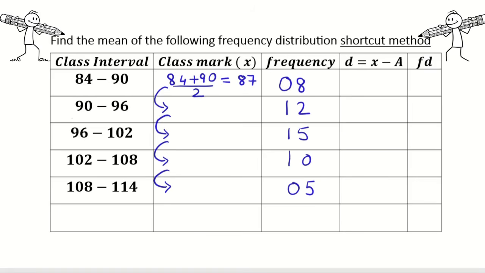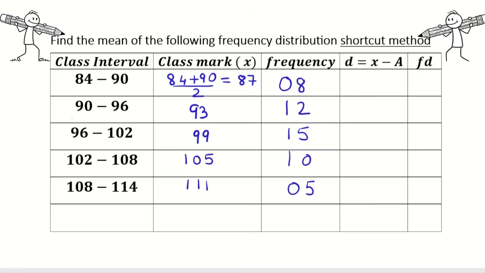So the next number is going to be 93. Add 6 to this, you get 99. Add 6 to it, you get 105. Add 6 to it, you get 111. So this is an easy way for calculating class mark. I hope you understood. There is a relation between the class size and the difference between the class marks. I hope class mark is clear.